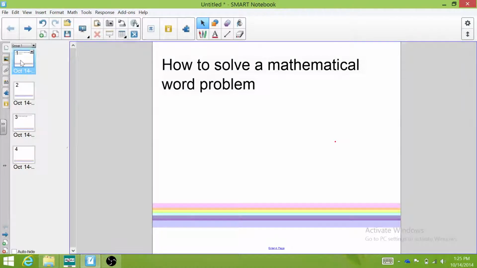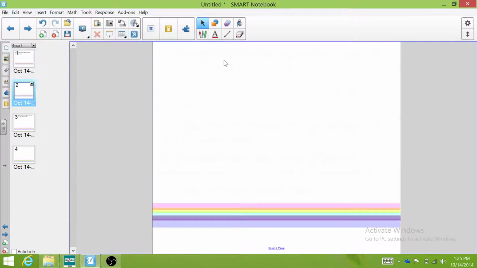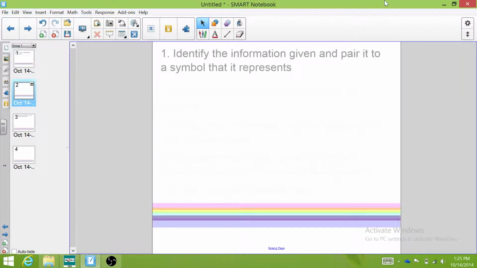So this video is to go through how to solve a mathematical word problem, which you'll do a lot this year. So I've broken it down into steps for you. The first step is to identify the information given to you and pair it to a symbol that it represents. Because in science, all of the numbers you're given also have a symbol for whatever concept that is. Pressure, temperature, time, velocity, whatever.